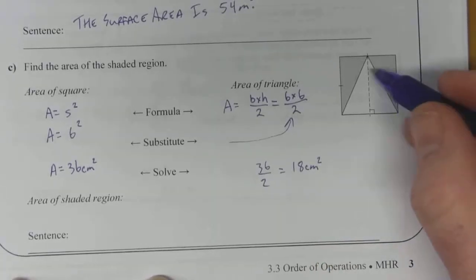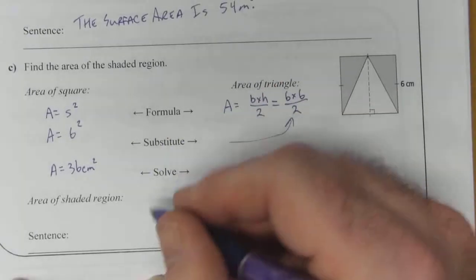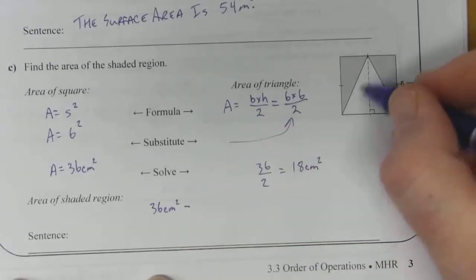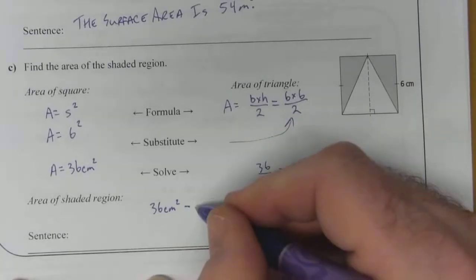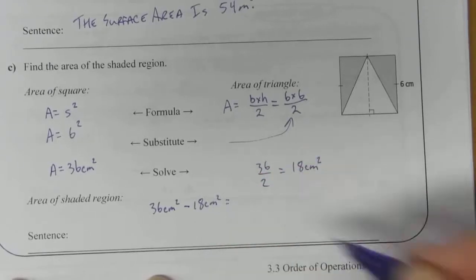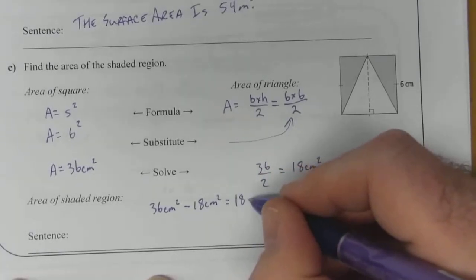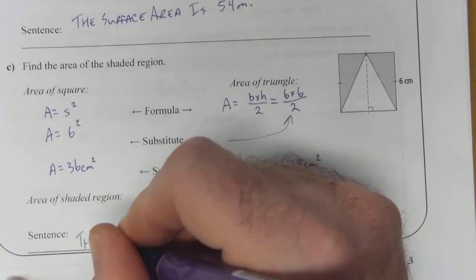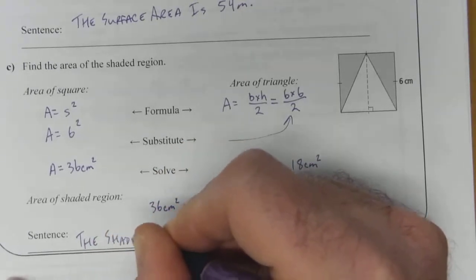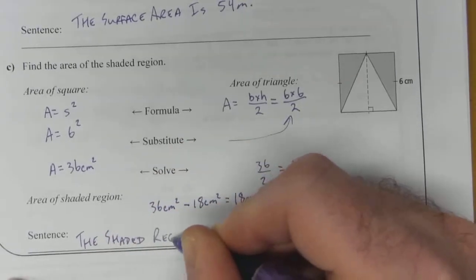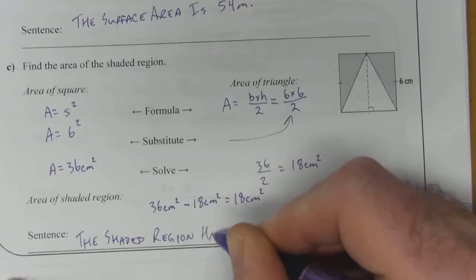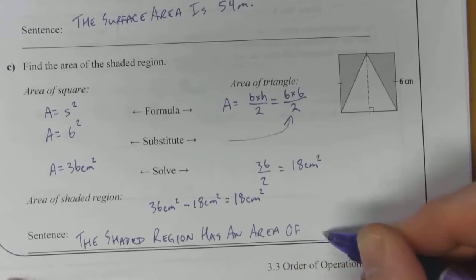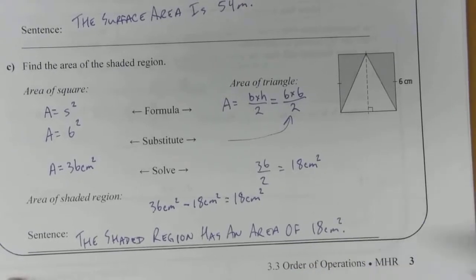So the area of the shaded region is going to be the area of the square, so it's 36 centimeters squared, minus the area of the white triangle, which was 18 centimeters squared, which actually equals 18 centimeters squared. So the shaded region has an area of 18 centimeters squared.